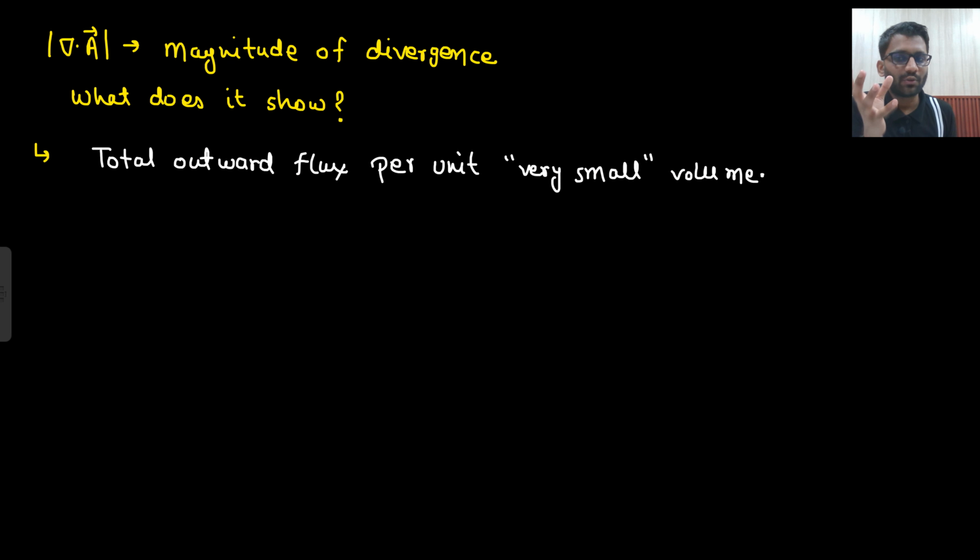And what does the magnitude show? So it is total outward flux per unit volume. You do not know what we mean by flux and what we mean by very small volume, per unit very small volume. So it is shown by total outward flux per unit very small volume. So first I will teach you about flux, then I will talk about what we mean by small volume and what divergence represents, but that we are going to study in the next lecture. In the next lecture of vector calculus, we are going to start integral calculus, so there we are going to see it. So do not worry about it, this will come.